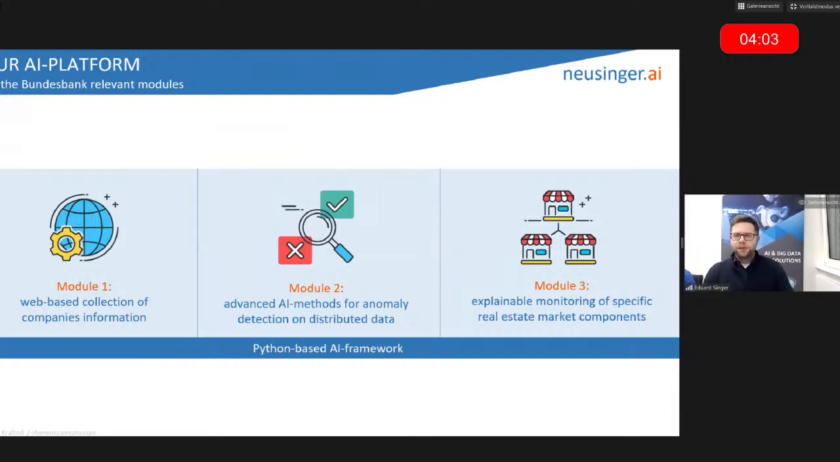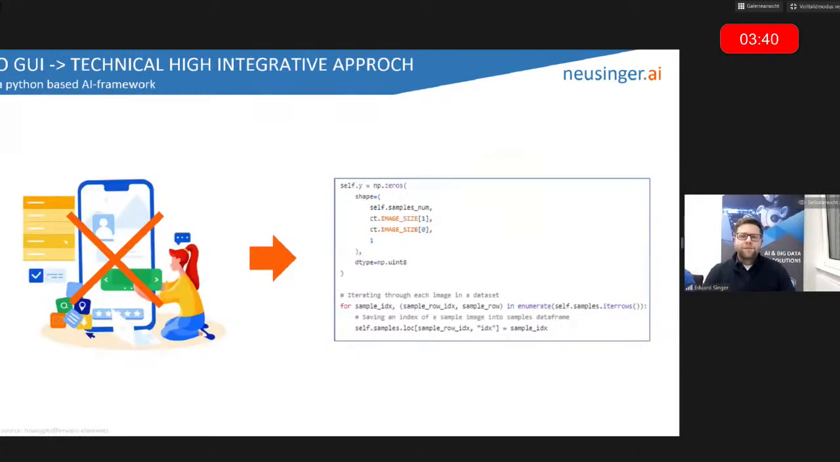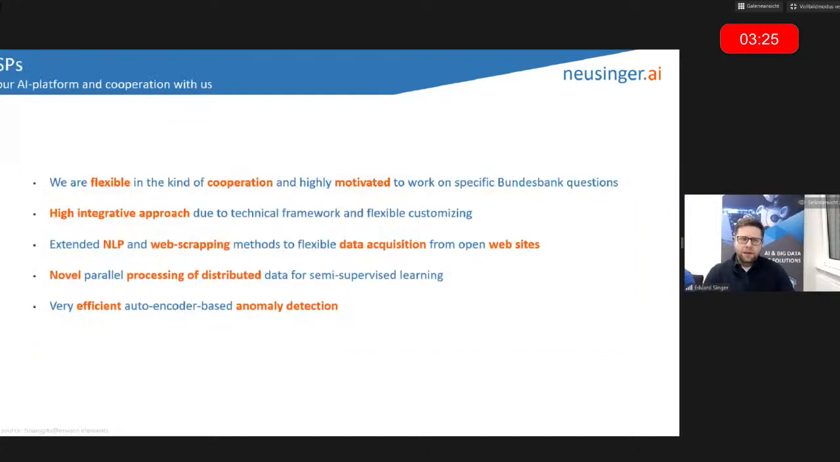Our AI platform contains three modules relevant to the Bundesbank challenge: web-based collection of companies' information, advanced AI methods for anomaly detection on distributed data, and explainable monitoring of specific real estate market components. This is based on our own methods and can be flexibly integrated into the bank infrastructure. From our experience, the ways of using our services and the database are very individual for each customer, so we deliberately avoid a nice graphical interface and focus on maximum technical integration. So, flexible, cooperative, and very motivated, with a highly integrative approach due to the technical framework and flexible customizing: NLP, web scraping, data acquisition from open websites, and now parallel processing of distributed data.